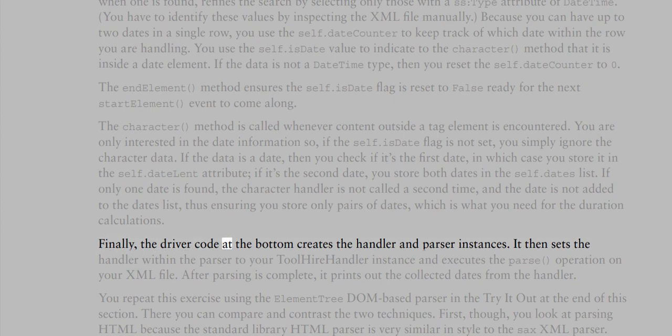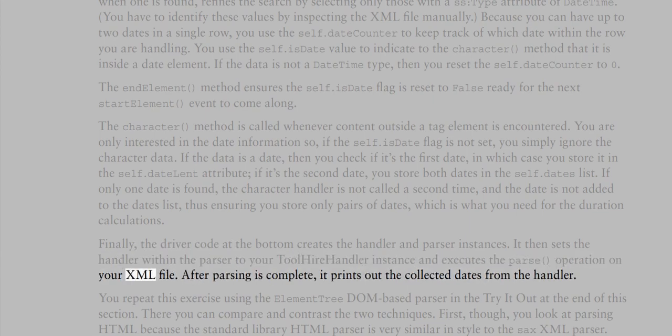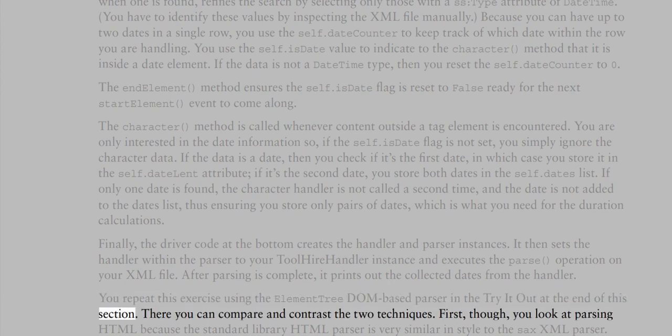Finally, the driver code at the bottom creates the handler and parser instances. It then sets the handler within the parser to your toolhire handler instance and executes the parse operation on your XML file. After parsing is complete, it prints out the collected dates from the handler. You repeat this exercise using the ElementTree DOM-based parser in the Try It Out at the end of this section. There you can compare and contrast the two techniques.